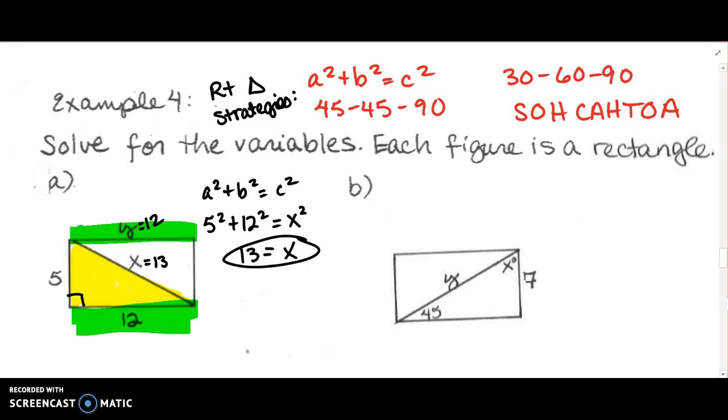Alright, let's look at part B and figure out which strategy for right triangles we want to use on this one. Okay, so on this one, again, we know it's a right triangle because all the corners of a rectangle are 90 degrees. It looks like this is a 45-45-90. So x is 45 degrees. And then, let's see, the formula is n, n, n root 2. So that would be 7, 7, 7 square root 2 for y, and x we already found to be 45.